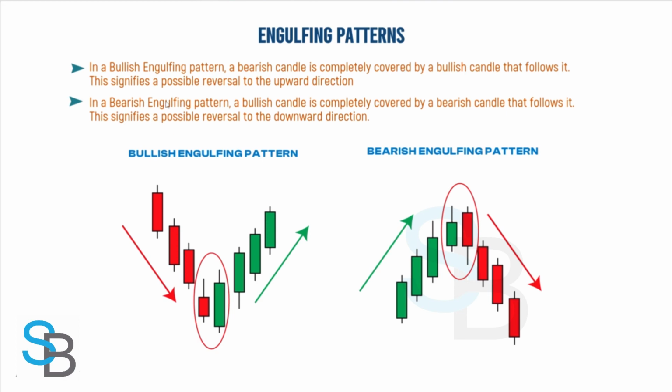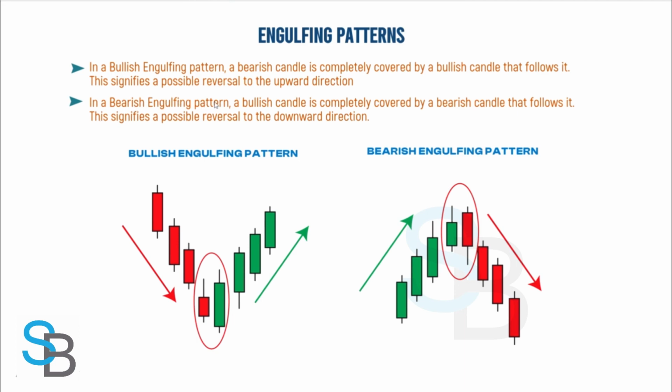In a bullish engulfing pattern, a bearish candle is completely covered by a bullish candle that follows it. This signifies a possible reversal to the upside. So it's a reversal kind of pattern.